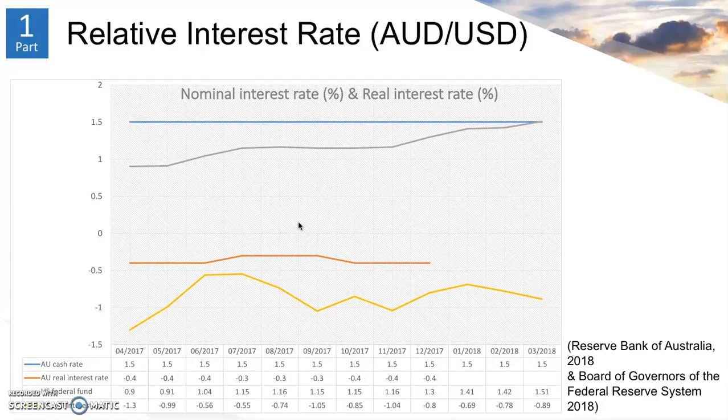We also calculate real interest rate by using nominal interest minus inflation rate. From top to bottom, these four lines represent Australia cash rate, US federal fund rate, Australia real interest rate, and US real interest rate respectively. As we can see, during April 2017 to March 2018, Australia cash rate and real interest rate are both higher than US federal fund rate and real interest rate.